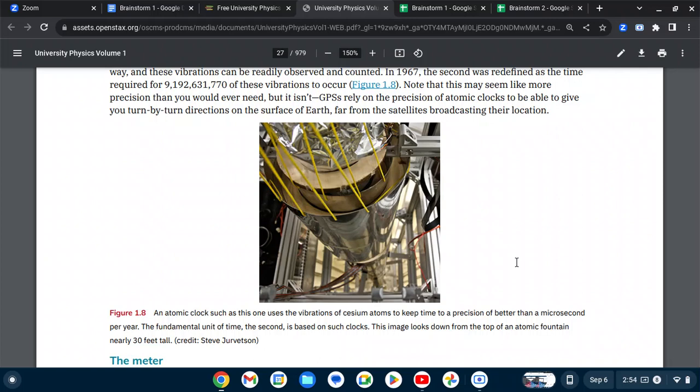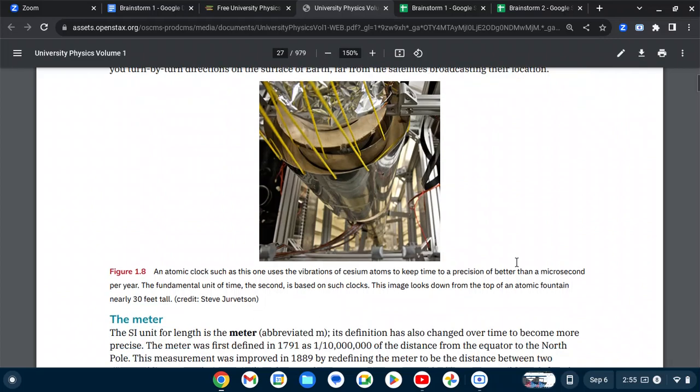Note that this may seem like more precision than you would ever need, but it isn't. GPSs rely on the precision of atomic clocks to be able to give you turn-by-turn direction on the surface of the Earth, far from the satellites broadcasting their location.